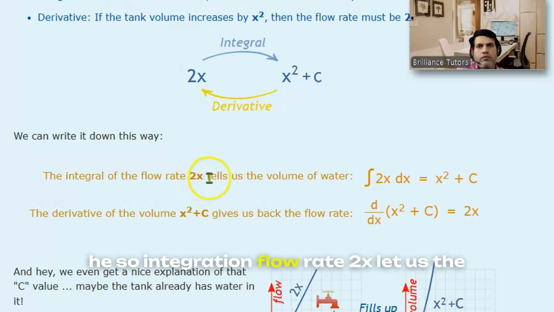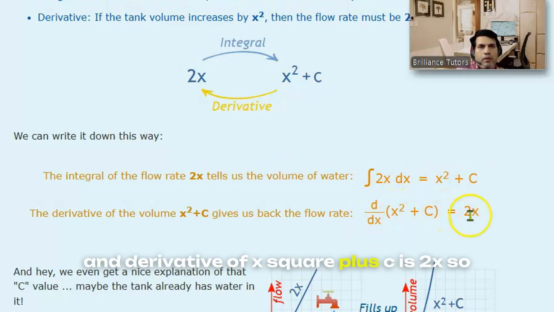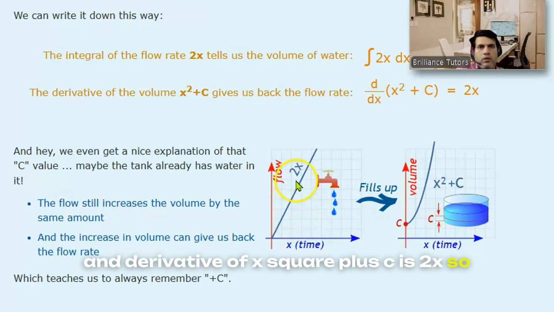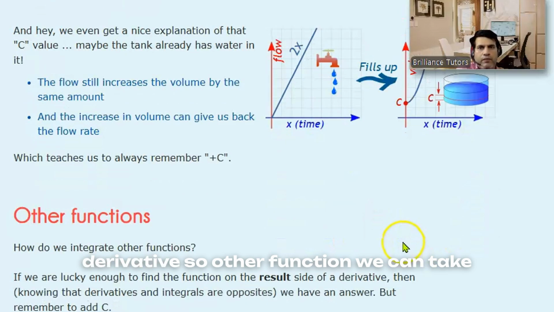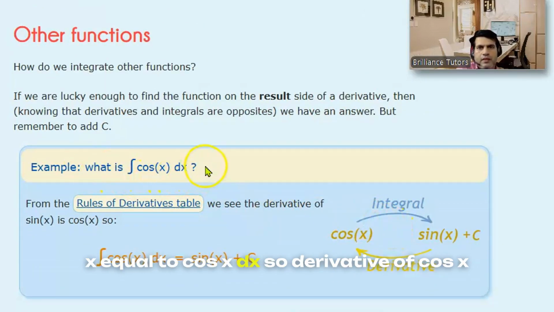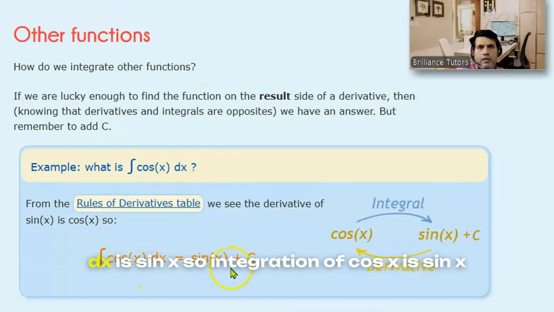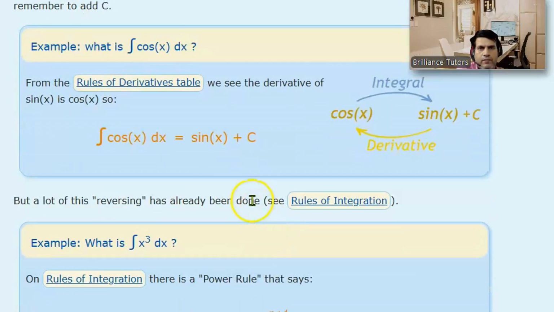Here, the integration of flow rate 2x gives the volume x square plus c, and the derivative of x square plus c is 2x. So that is the flow rate, and this is the derivative. Another function we can take is cos x dx. The integration of cos x is sin x, and the derivative of sin x is cos x.